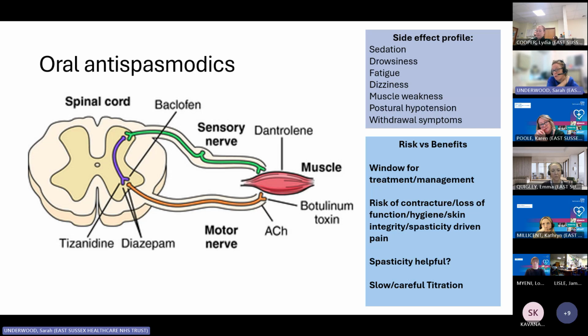These medications also need slow and careful titration and monitoring of the adverse effects, which can be tricky. It's tricky to do in a bedded setting, but can be tricky to do in a community setting as well.